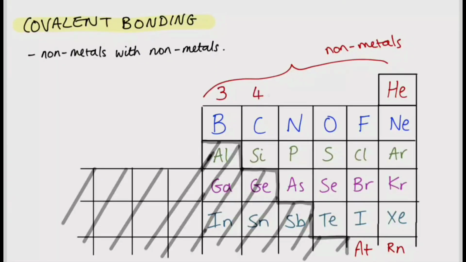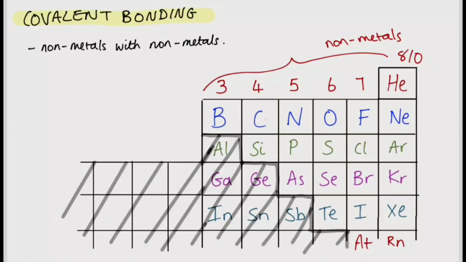So boron from group 3, carbon and silicon from group 4, most of group 5 and 6, and all of group 7 and group 8. Now we're not interested in group 8 because they won't bond covalently or ionically. That's because they already have a full outer shell of electrons, and so they're already very stable, and they exist as atoms, single atoms anyway.